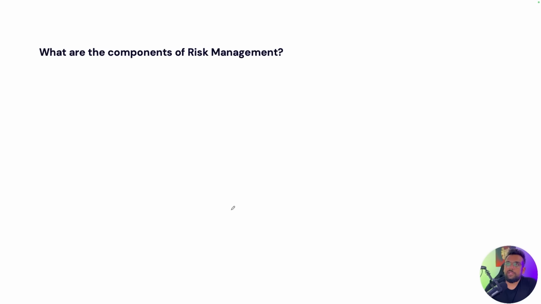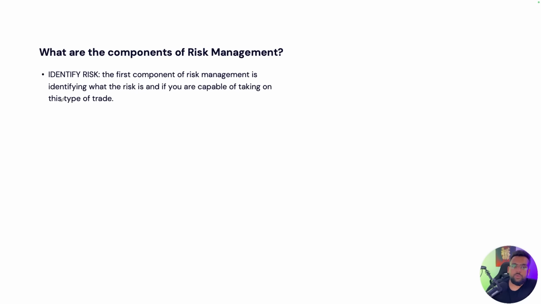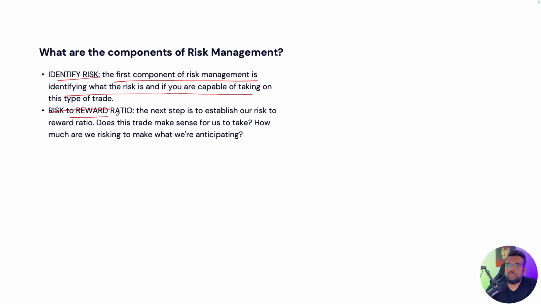Now, what are the components of risk management? First thing is you need to identify risk. The first component of risk management is to know what you stand to lose. Now, risk to reward ratio. The next step is to establish our risk to reward ratio. Does this trade make sense for us to take? How much are we risking to make? What are we anticipating? How much is the risk? Do I even want to take this risk?